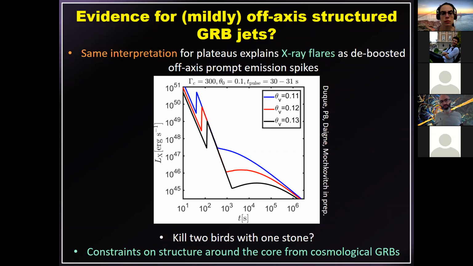This also will constrain each one of those explanations further, because really we are, from one set of assumptions, now predicting many different things. And if this pans out, then it will give us significant constraints on the structure, at least around the core, not very far away from the core, from this sample of cosmological GRBs. So this is still work in progress.